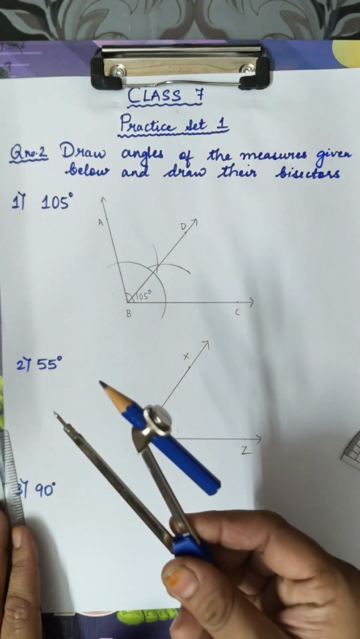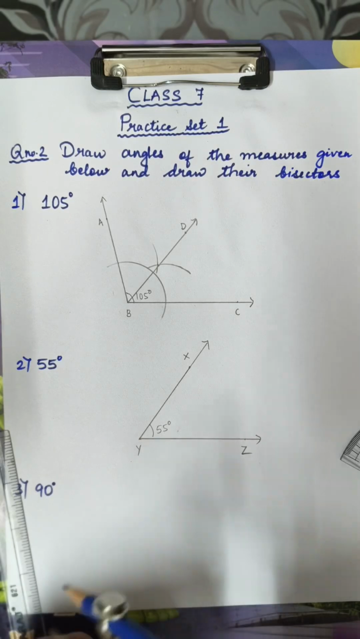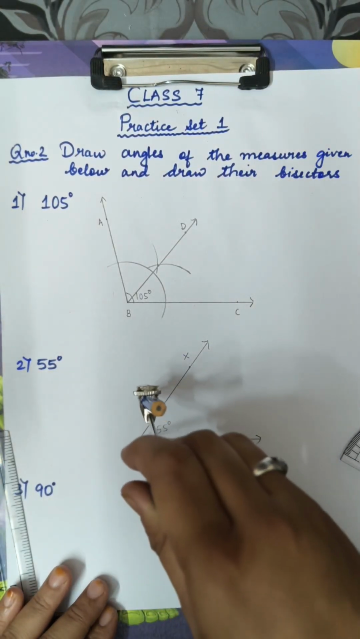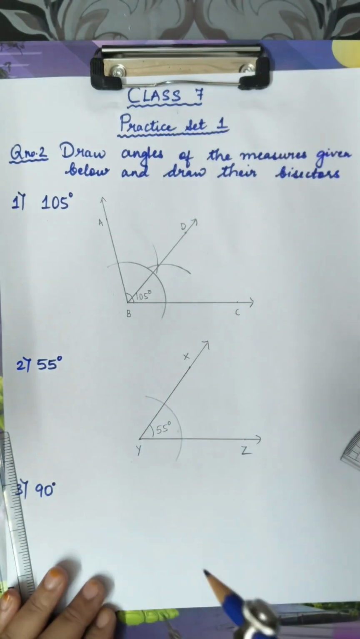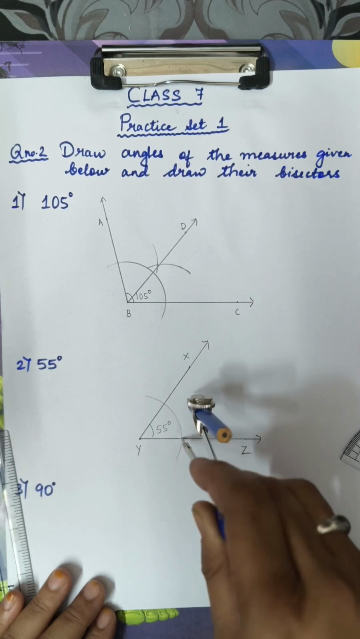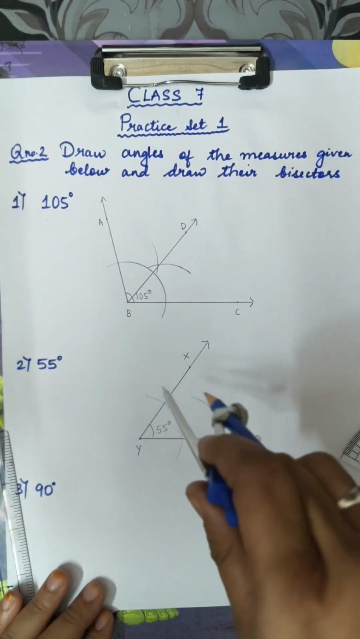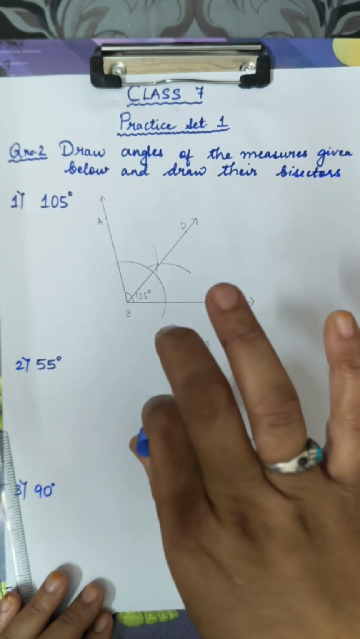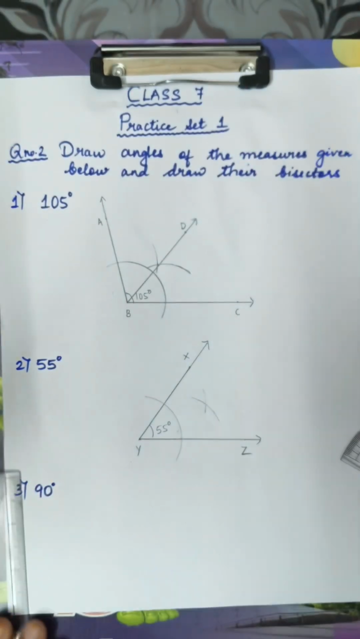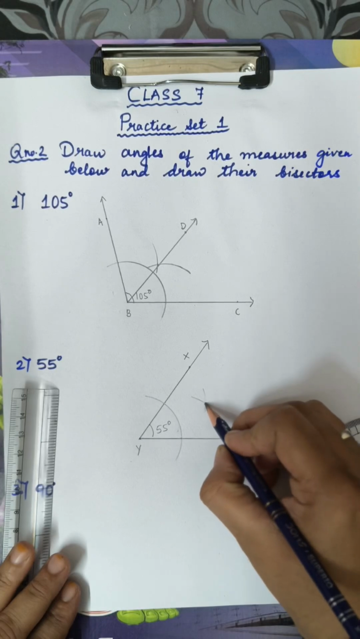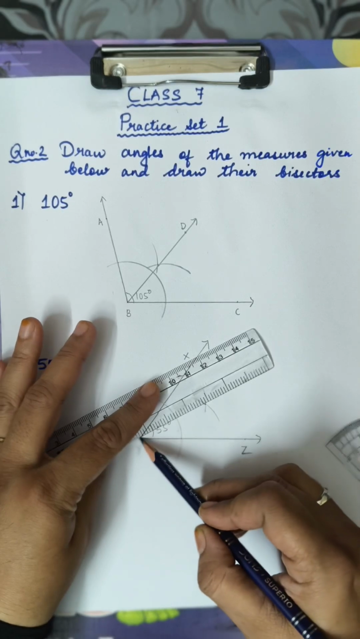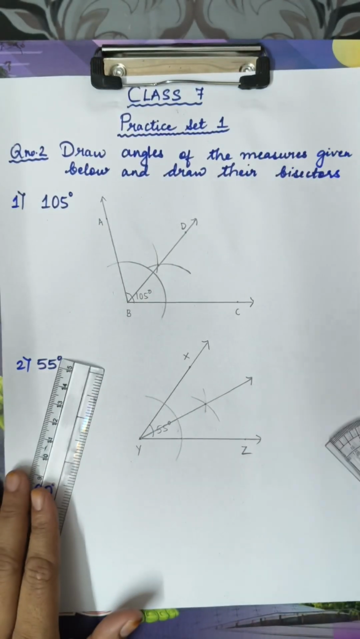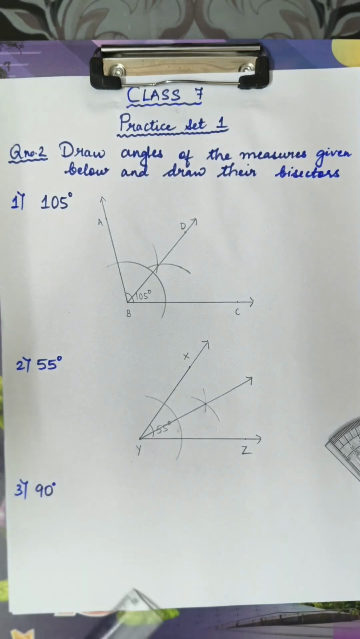Now using a compass with any measure, you keep it on point Y, which is the vertex of the angle. Now draw an arc intersecting both the arms of the angle. Now keep it on the first point of intersection. Draw an arc. Keep it on the second point of intersection. Draw an arc. Now join the point of intersection of these two arcs and the vertex, so you will get the angle bisector of angle XYZ.